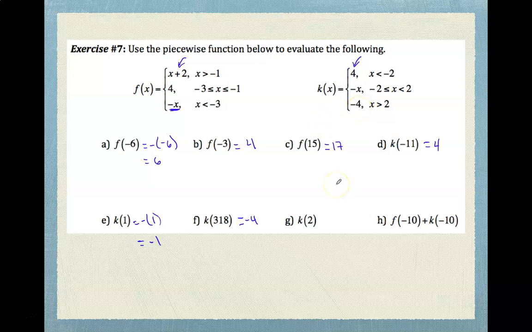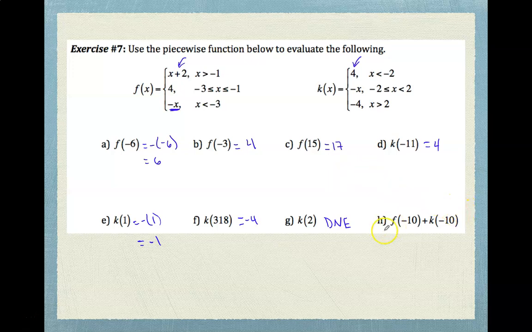K of 2, well, I have a domain where x is less than 2. I have a domain where x is greater than 2, but there is no function value at 2. K never has a range for x equals 2. So this one does not exist. There's no place where the domain for k equals 2.